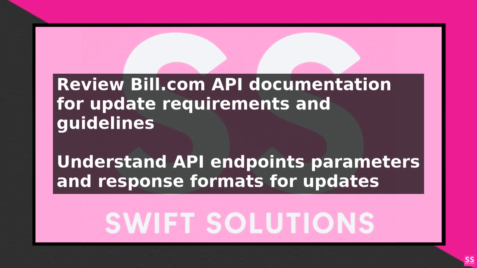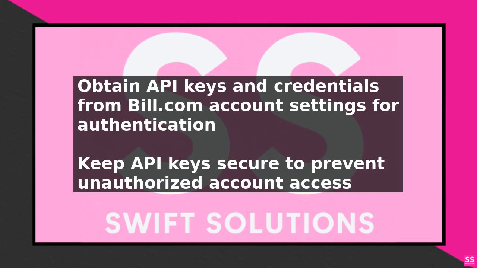Next, you need to obtain the API keys and credentials required to authenticate your API requests. You can find these in your Bill.com account settings under the API section. Make sure to keep your API keys secure to prevent unauthorized access to your account.